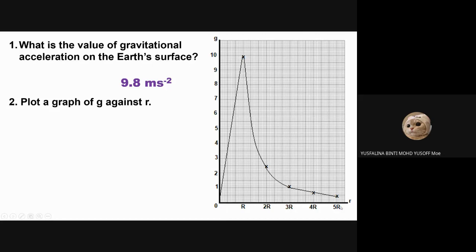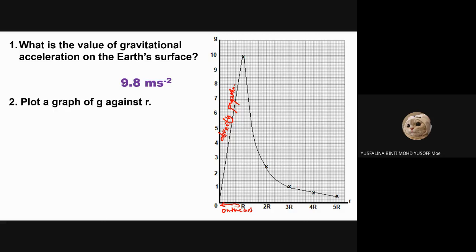If you see in the graph, this is the graph for g against r. This is the radius. From 0 until R, the object is still on the Earth. When the radius is increasing, the gravitational acceleration also increases; the relationship is directly proportional. Just now we already calculated, from r onwards the value of g starts to decrease, and you saw the table with the value of each g.